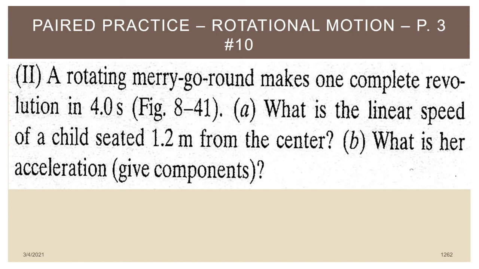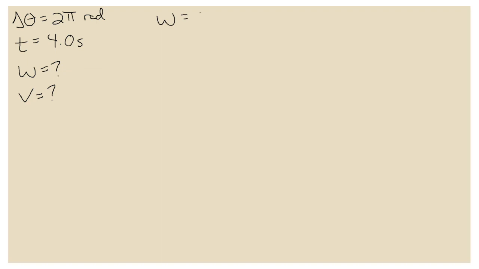It says here the merry-go-round makes one complete revolution. And so that means the angular displacement here is going to be 2 pi radians. And it says it does that in a time of 4.0 seconds. We are looking for omega, v, and then any accelerations, which we'll do later on. So the first thing we need to do is find omega. And omega is going to be delta theta over t.